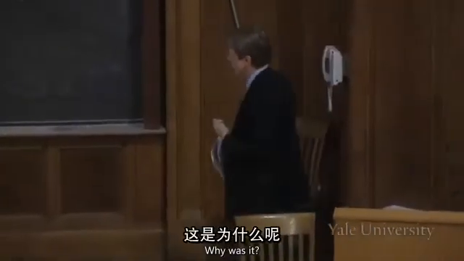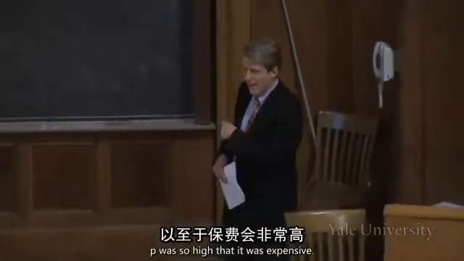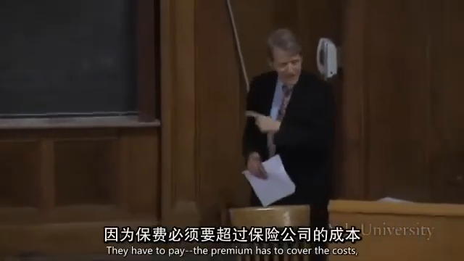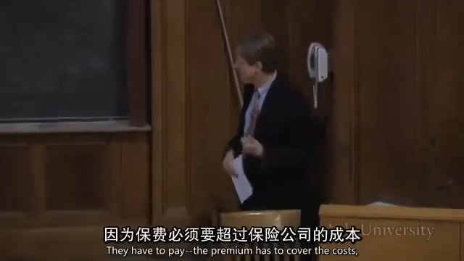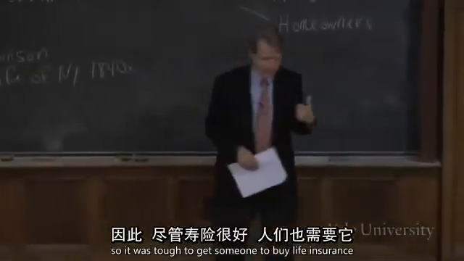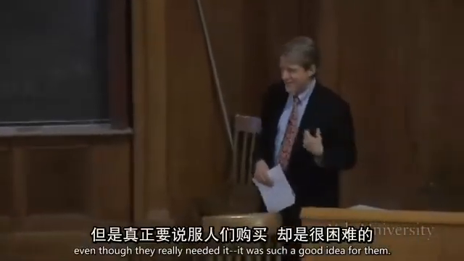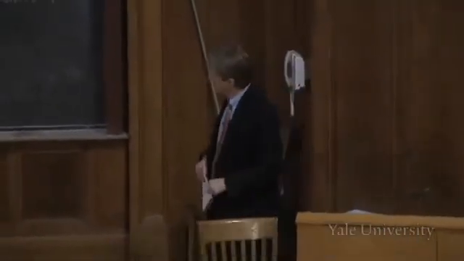So you should think that people would really want life insurance, but they were not buying it. And why was it? Well, first of all, they were dying in such numbers. P was so high that it was expensive. The premium has to cover the costs. And so it was tough to get someone to buy life insurance, even though they really needed it. It was such a good idea for them.